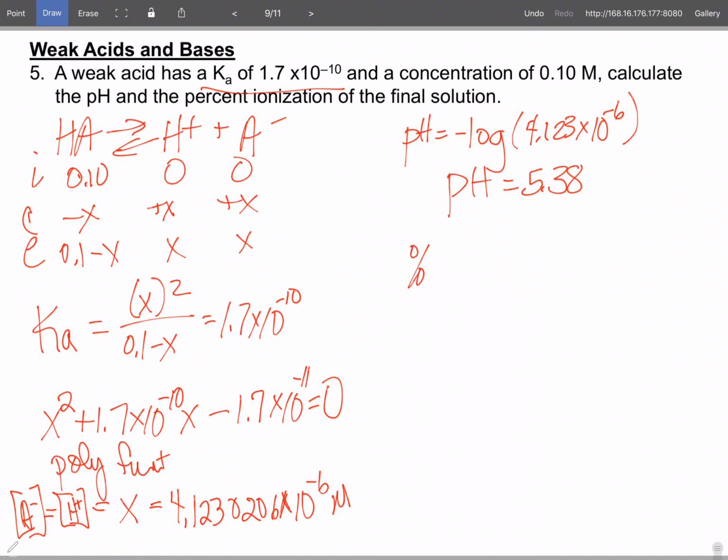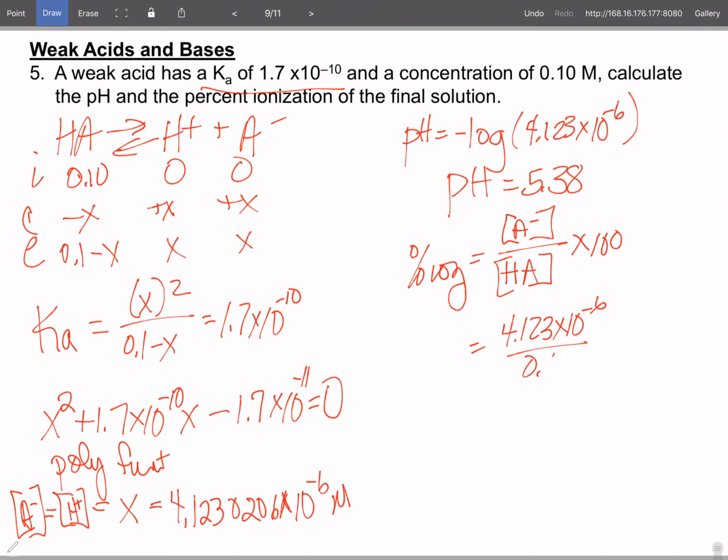Our percent ionization is going to be equal to the A minus over the HA, formal, times 100, which means it's going to be 4.123 times 10 to the minus 6th divided by 0.1. Remember, we need formal, which means there's no dissociation. So our percent ionization is a whopping 0.004123.